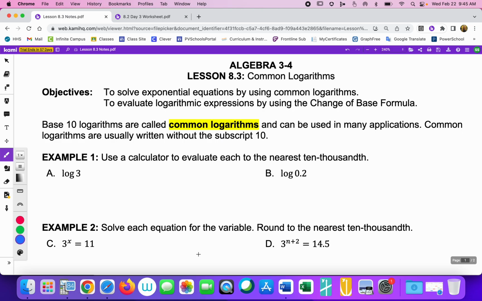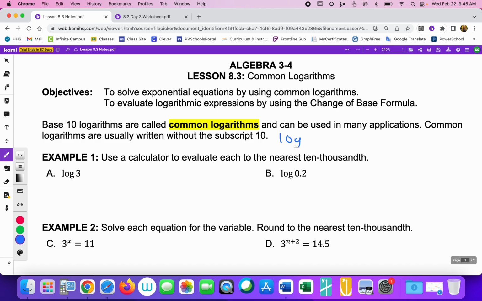Of each problem. All right, but just have them nearby. What we're doing today is using common logs, which are base 10 logs. So base 10 logs are called common logs and can be used in many applications. Common logarithms are usually written without the subscript 10. So they can be written with a 10.